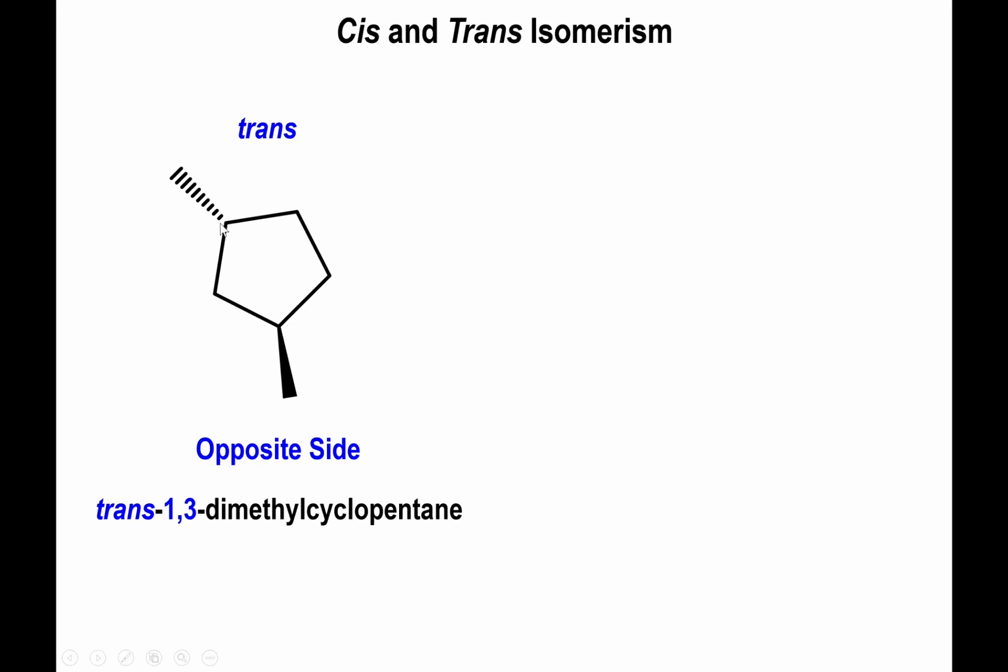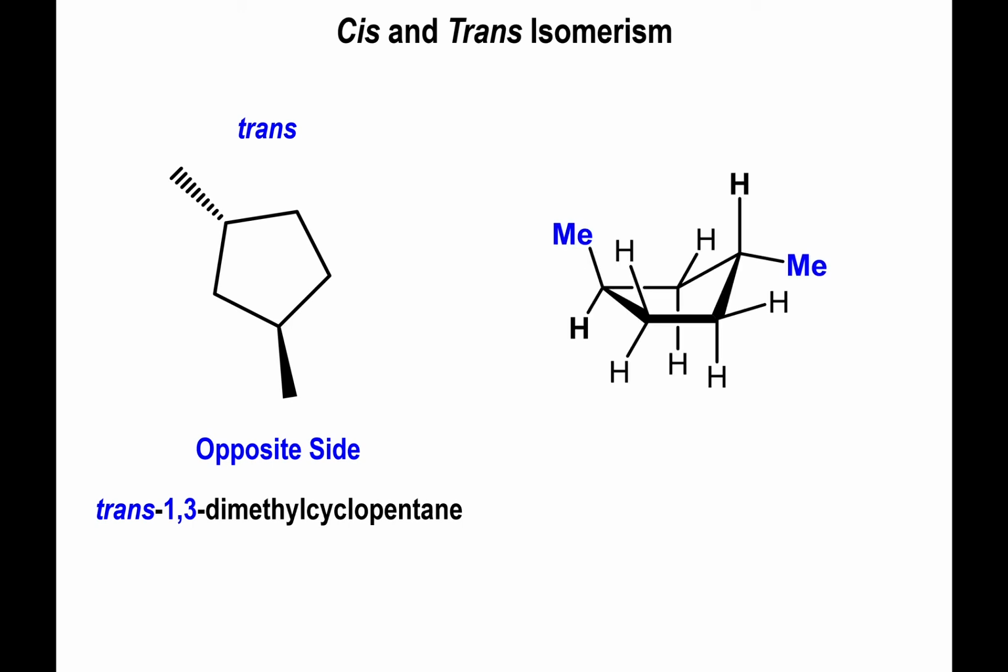Now to take a closer look at the trans configuration, the 3D structure is a little bit more interesting. This is what we call the half envelope structure. And this is where you break a little bit of the planarity of the polygon so as to accommodate the bond angle to be as close as possible to that 109.5 degrees associated with the tetrahedral carbon.